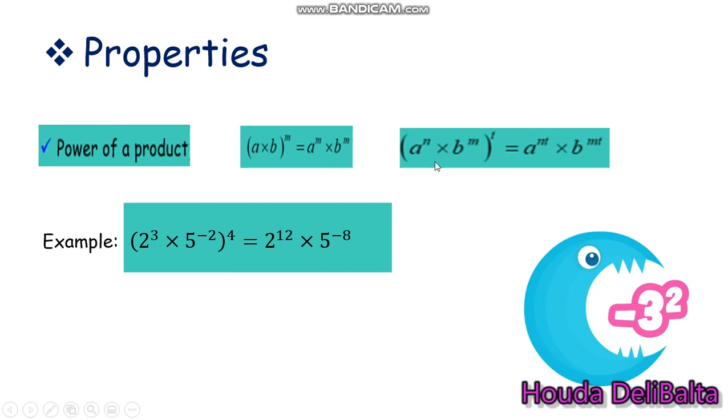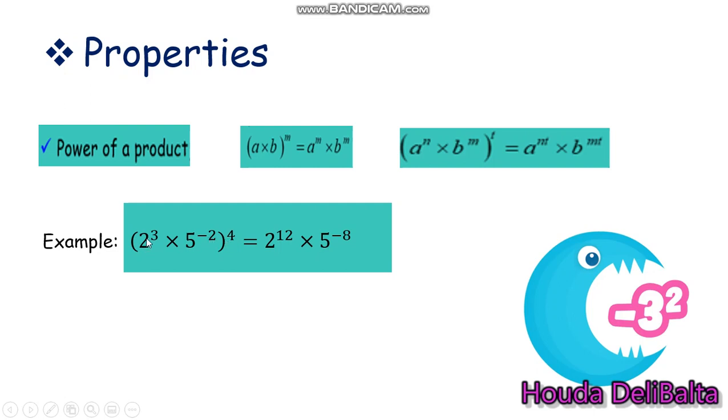If we have A power n times B power m, all of it raised to power t, it is then A power nt times B power mt. So the power will be introduced and multiplied by each power inside. Example, 2 power 3 times 5 power minus 2 raised to power 4 is 2 power 12.